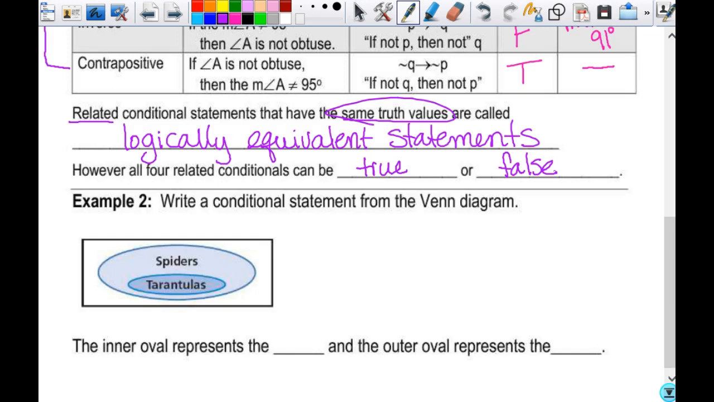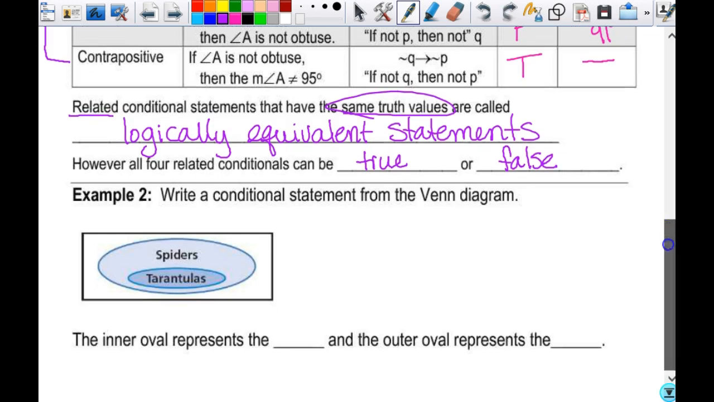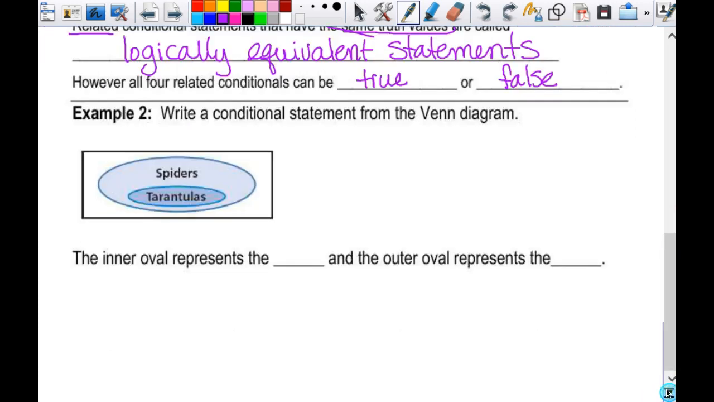One reason why it's false, even if there's an infinite amount of them. Okay. So this says, write a conditional statement from the Venn diagram. Right, so do we read from the inside out or from the outside in? Okay, let me ask you this. Think about what it says. If it's a tarantula, then it's a spider. Or if it's a spider, then it's a tarantula. Are all spiders tarantulas? No. Are all tarantulas spiders? Yes.